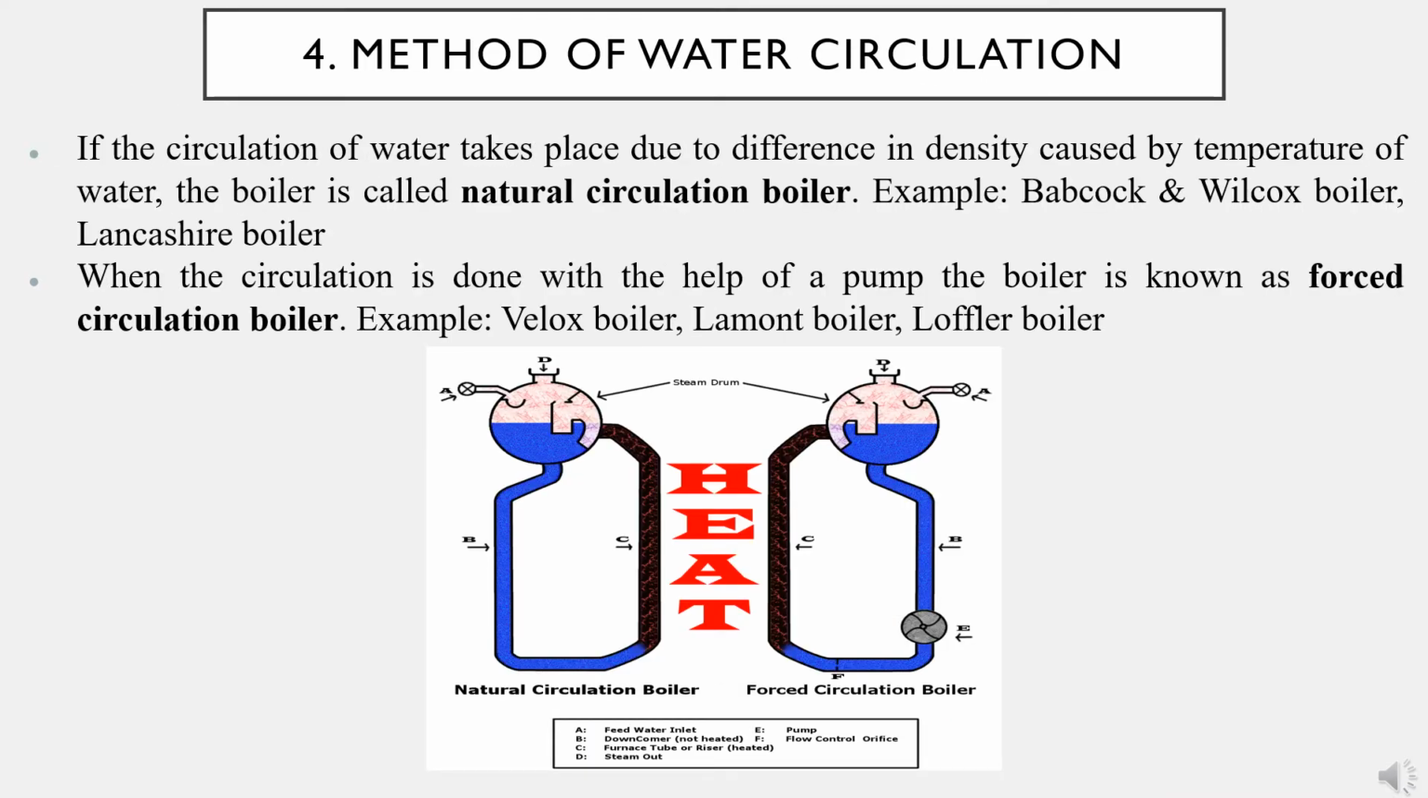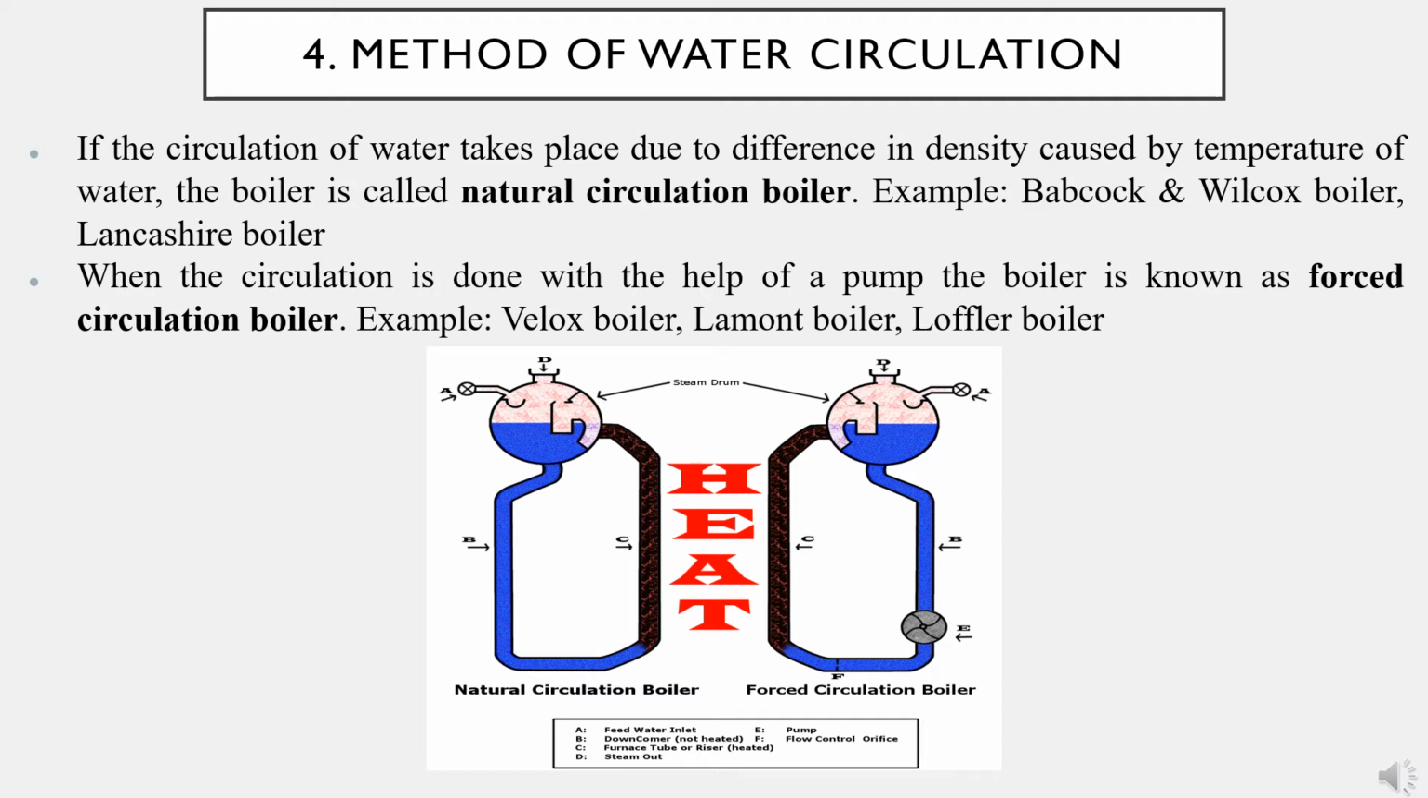Next comes classification on the basis of method of water circulation. Here we have two categories, natural circulation and forced circulation. Referring to the diagram, in case of natural circulation, water comes from section A, goes to section B, then at section C it is heated. Now this heat causes a temperature rise which reduces the density, and therefore water from section B flows to section C, thereby making the natural circulation complete.